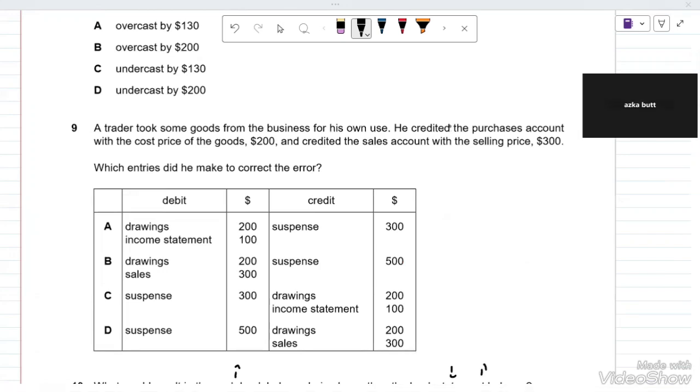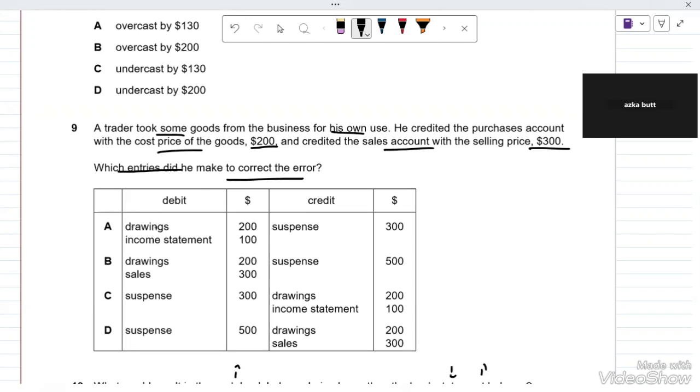Okay, so now let's see question number 9. A trader took some goods from the business for his own use, so he did the drawing. He credited the purchase account with the cost price of goods, $200, and credited the sales account with the selling price of $300. Which entry did he make to correct the error?